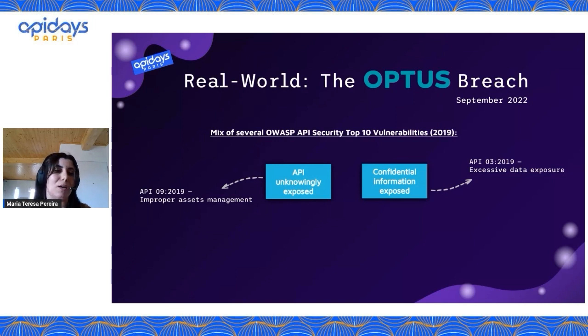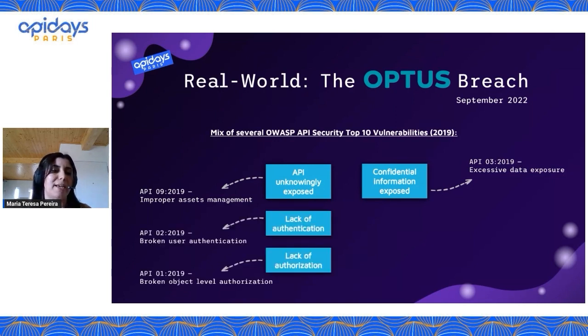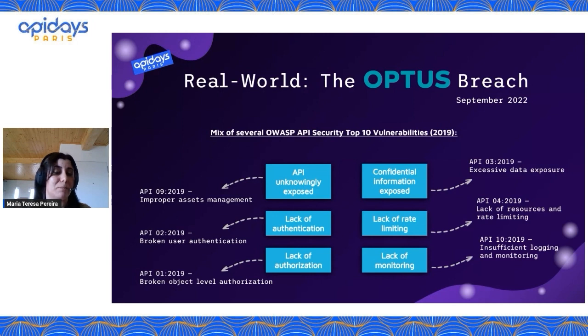So, besides these 2 points, the API didn't have any authentication or authorization mechanisms, and didn't have any rate limiting, so it allowed the attacker to exfiltrate huge amounts of data. And last but not least, the API didn't have any monitoring, so Optus didn't have a way to identify, to detect malicious activity.